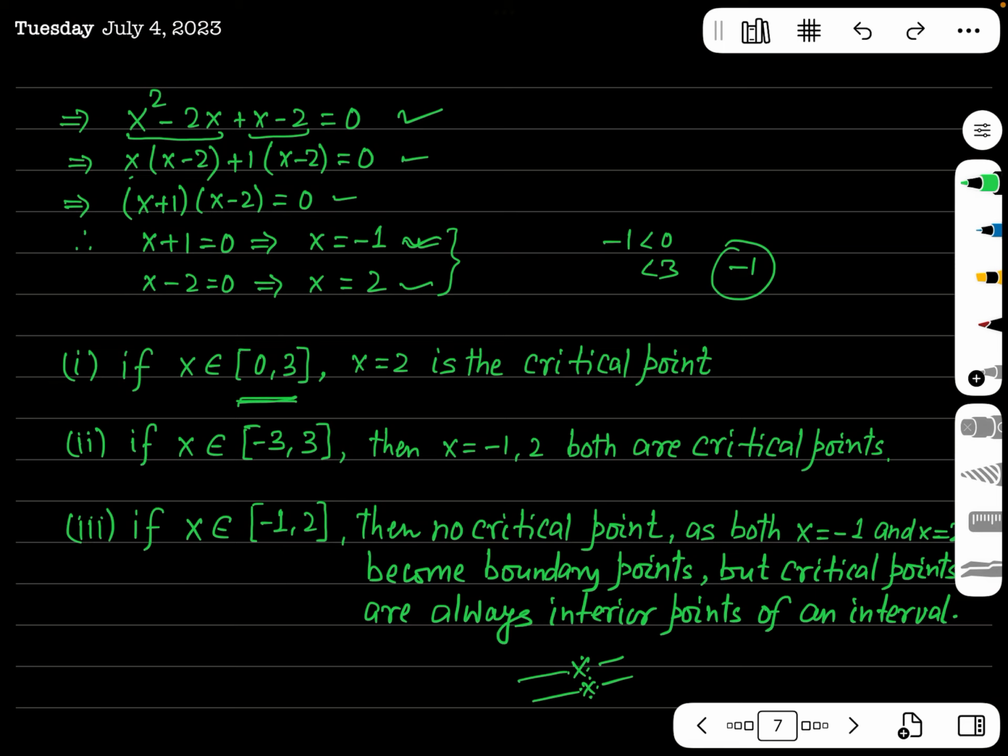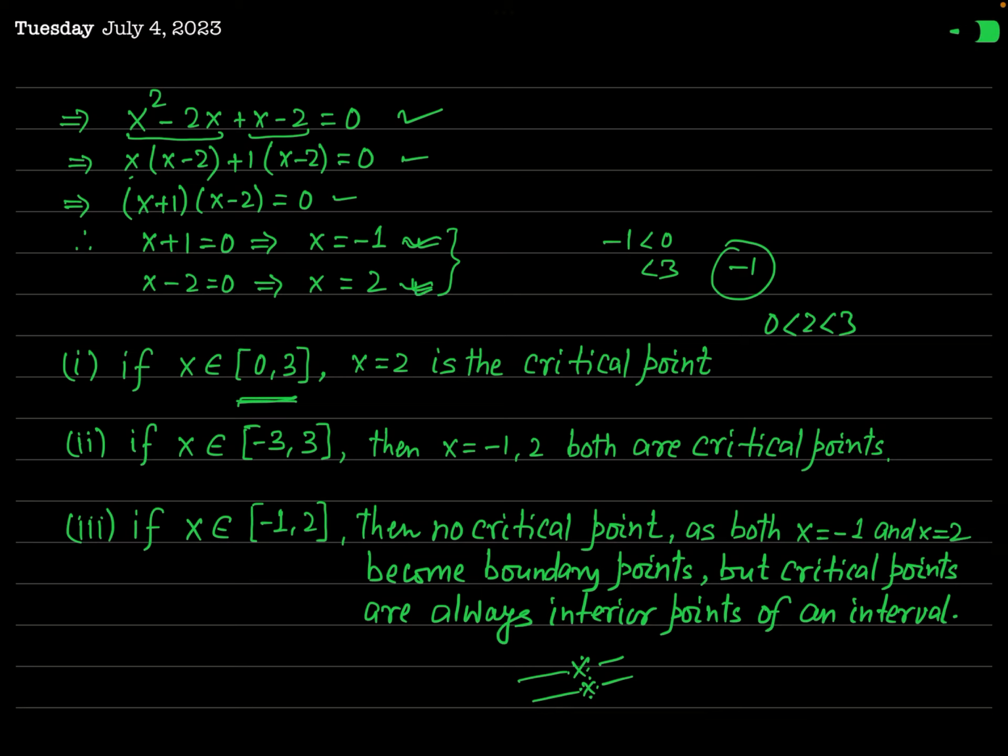Now see the other value of x. The other value is 2, and you can see that 0 is less than 2 and this is less than 3. So you can say that this 2 lies in the interior of this given interval [0, 3]. So this x = 2 is the only critical point. So the answer of this first part of the problem will be x = 2, which is the critical point of the given function in this interval. I think we have clearly understood what I am telling you.